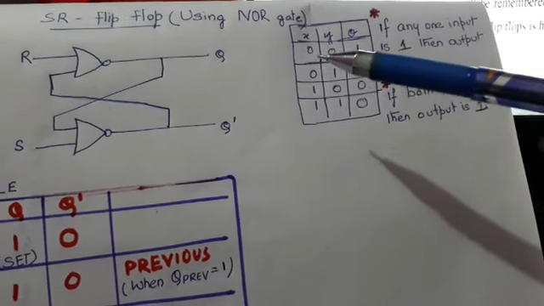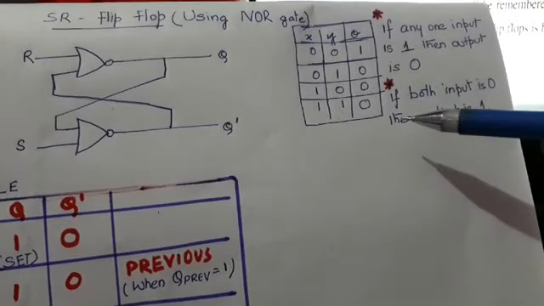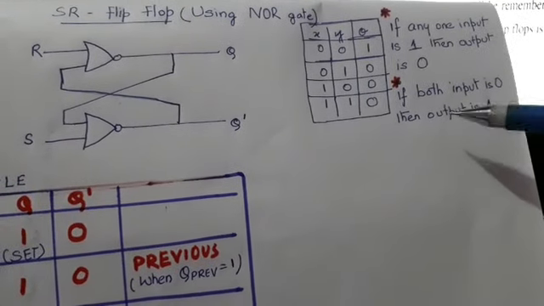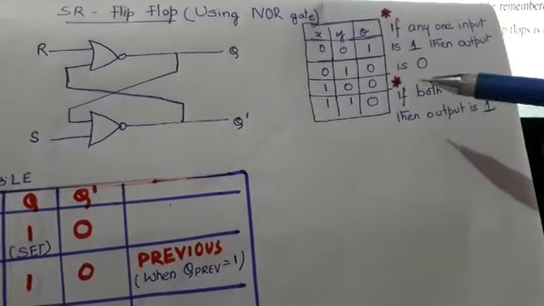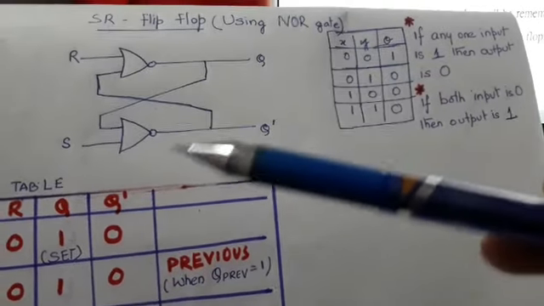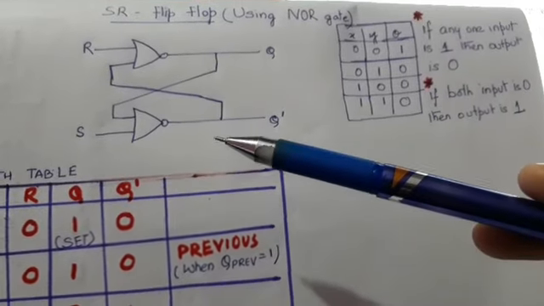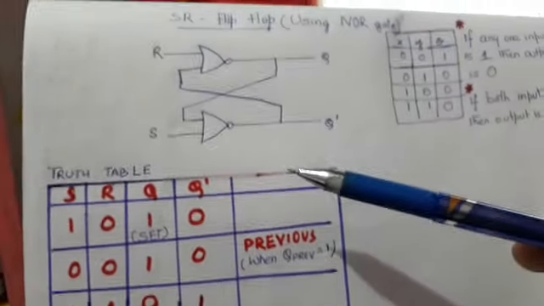And in the first row, if both inputs are 0, then the output is 1. So these two patterns we have to observe carefully, and they will help us in drawing the truth table of the RS flip-flop. Okay, now let us begin.